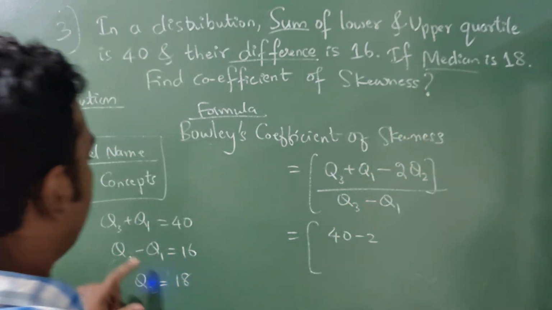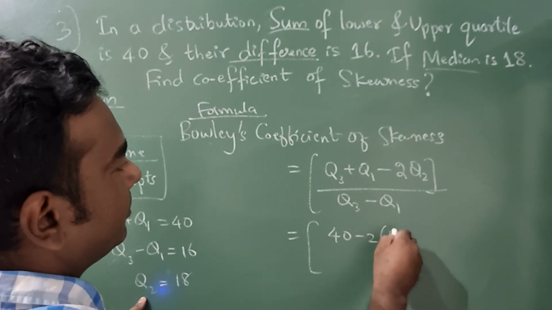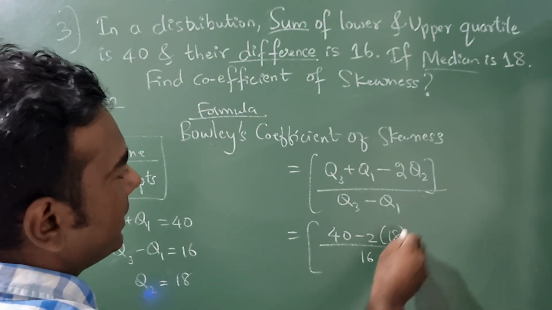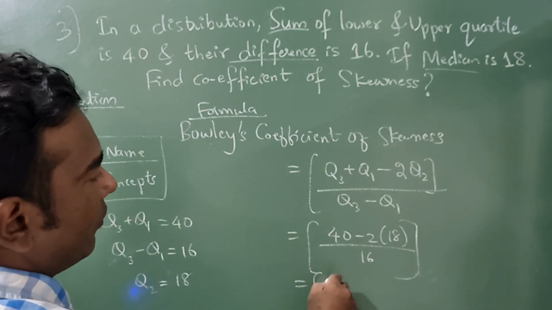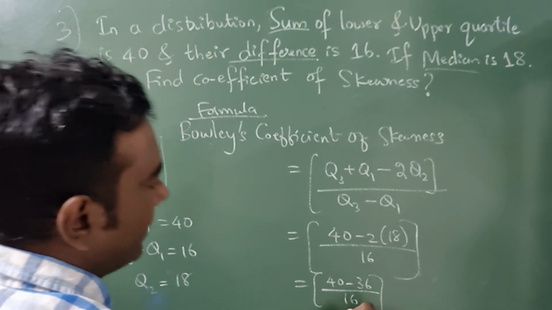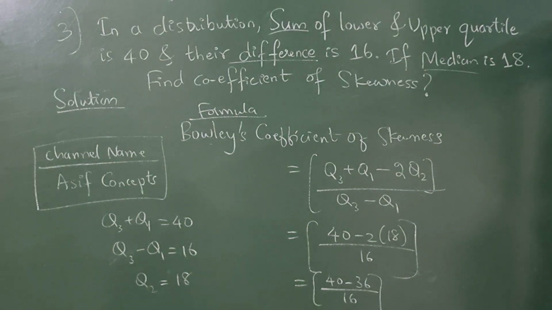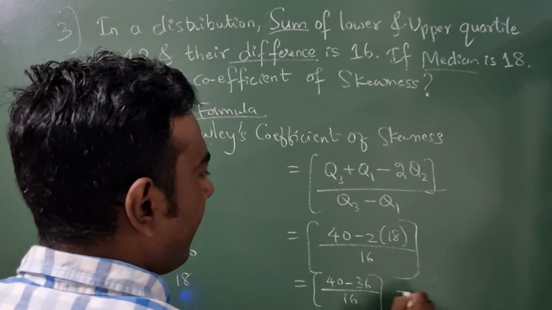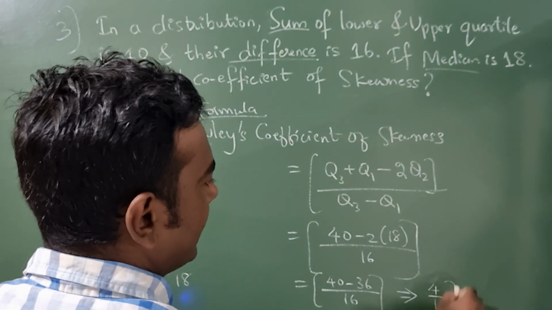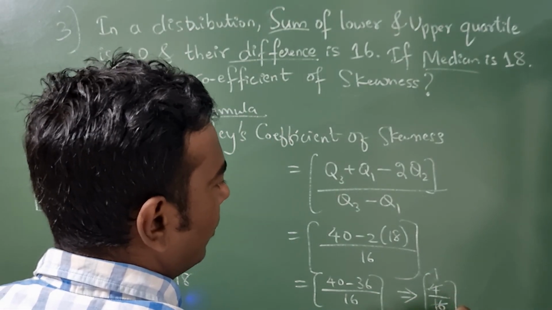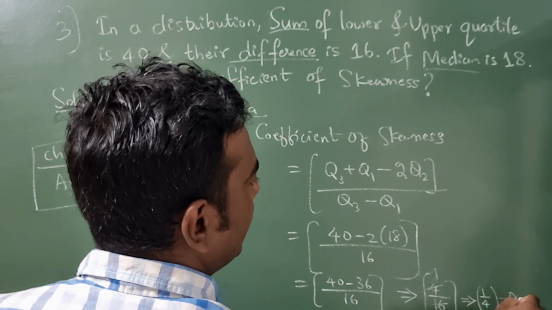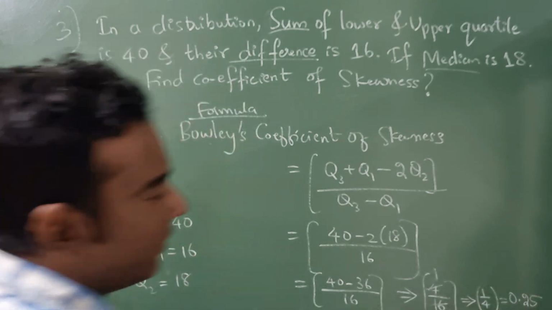Median is nothing but Q2, it is 18. Difference means minus how much? 16. Fine. Now 40 minus 18 2s are 36 divided by 16. Fine. Now 40 minus 36 is 4 divided by 16. Now 4 1s are 4, 4s are 16. So 1 by 4 is nothing but 0.25.